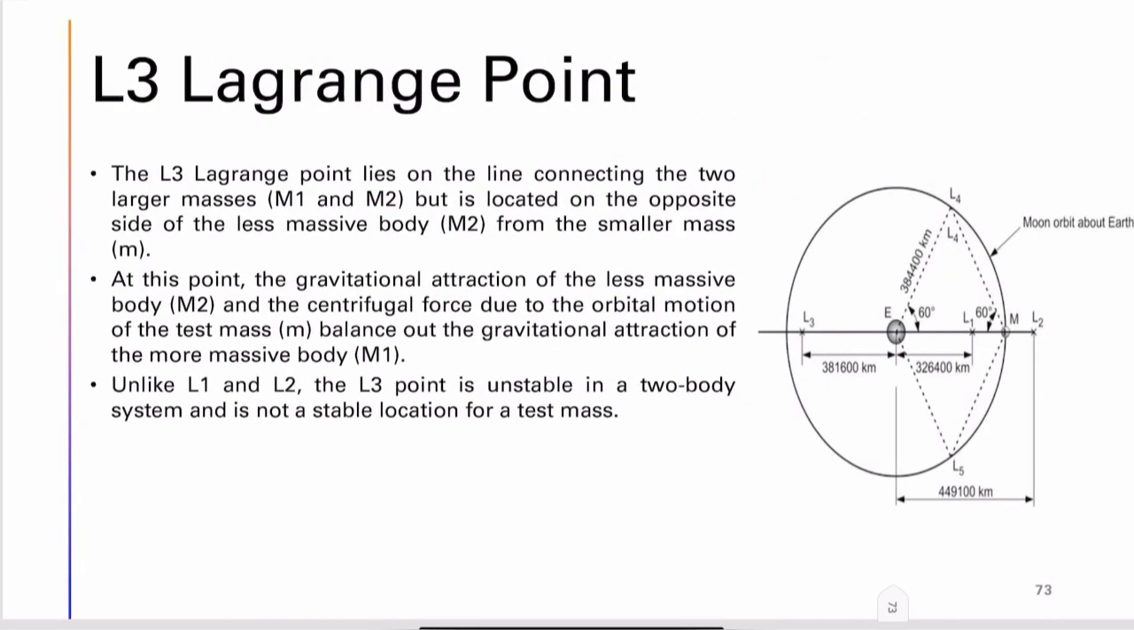The third Lagrange point, L3, is the point that lies on the line connecting the two larger masses M1 and M2, in the direction opposite to the side of the less massive body. So here is L3. At this point, the gravitational attraction of the less massive body M2 and the centrifugal force due to the orbital motion of the test mass balance out the gravitational attraction of the massive body M1. Unlike L1 and L2, L3 is unstable in a two-body system, and it is not a stable location for a test mass.